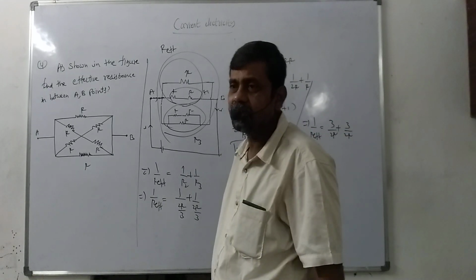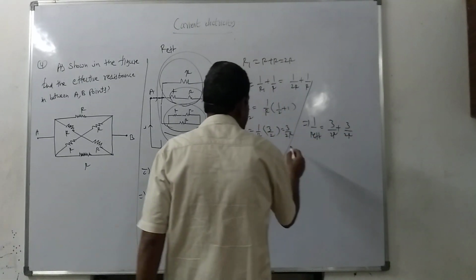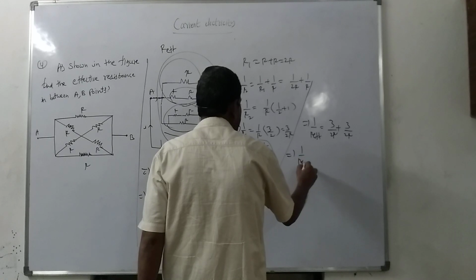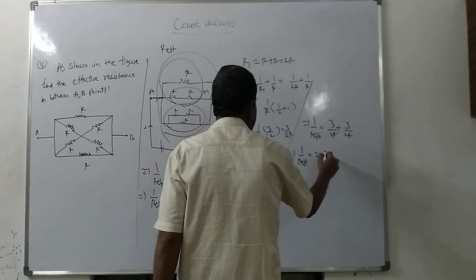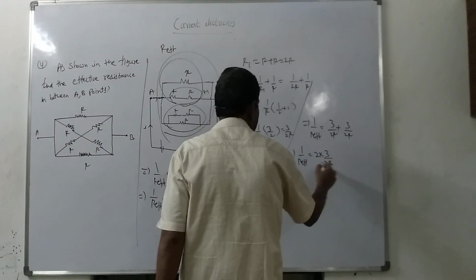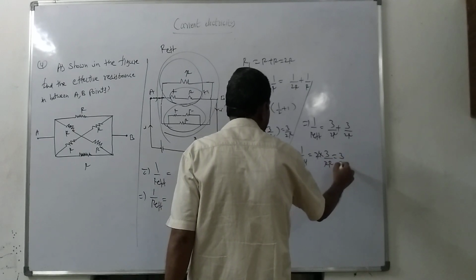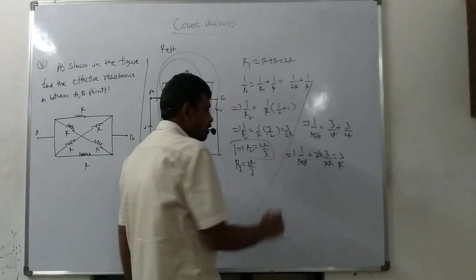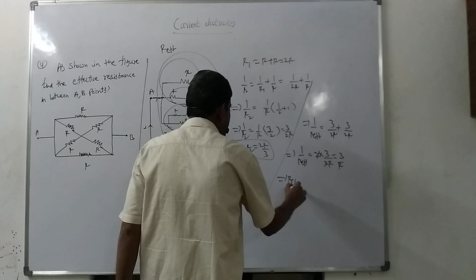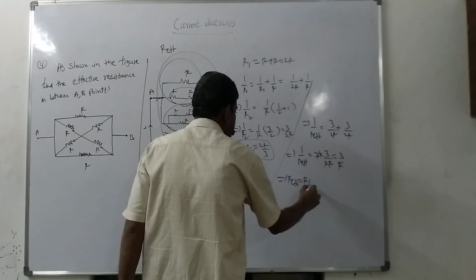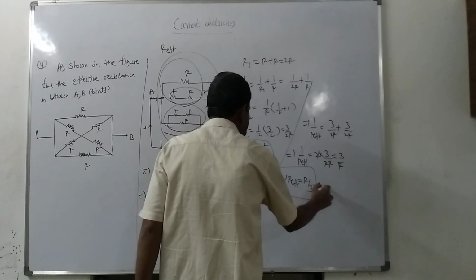Expressing it, what am I writing? 1 by R effective, you write this as 2 into 3 by 2R. The 2 cancels. What came? 3 by R. Now what is the R effective? R by 3. R effective equals R by 3 ohms.